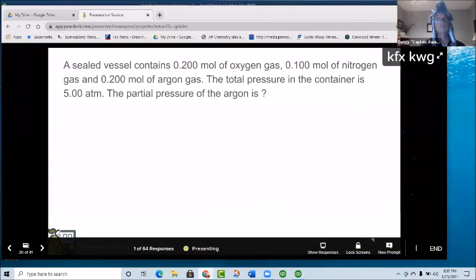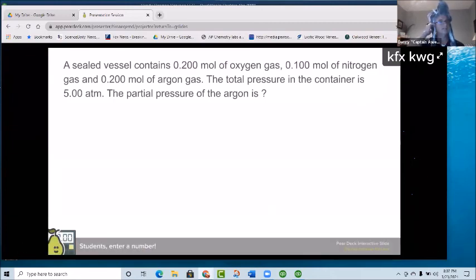But students oftentimes struggle with this kind of question. A sealed vessel contains this gas, this gas, and this gas. The total pressure is 5 atmospheres. What is the partial pressure of the argon? Okay, so if you want to take a stab at it, go ahead and enter a number. If the total pressure is 5 atmospheres, how much of it is the argon gas?